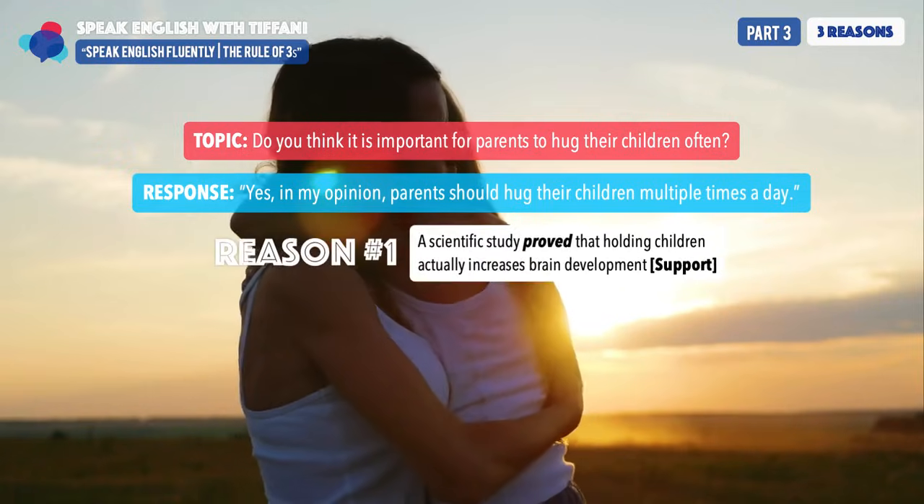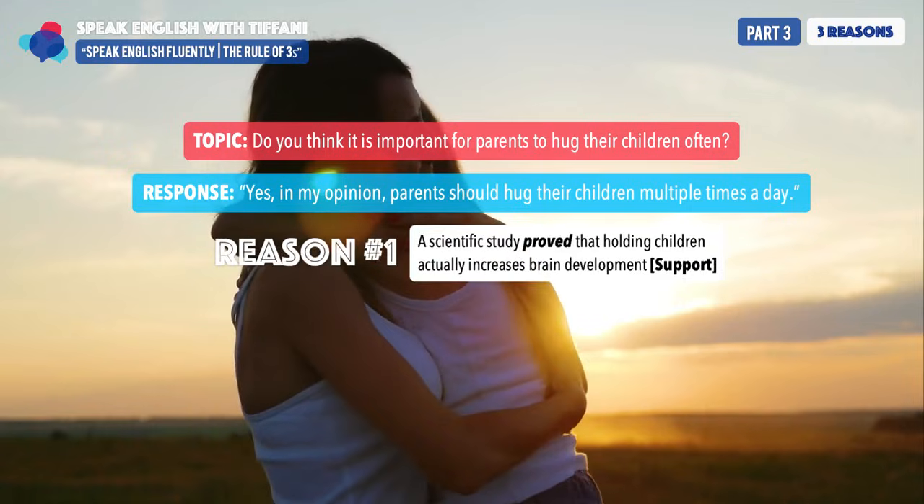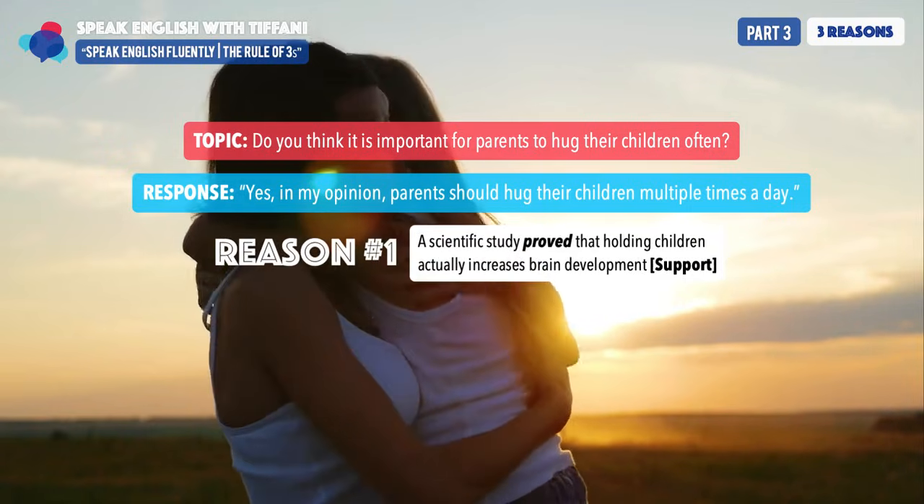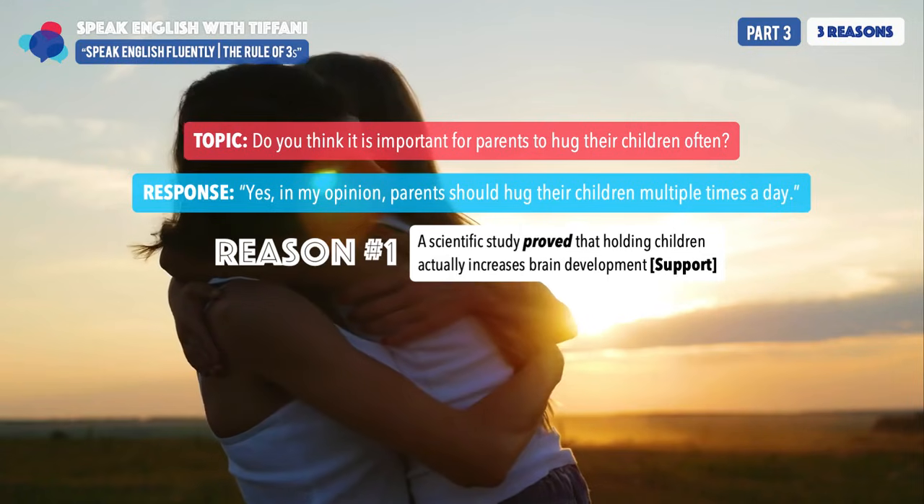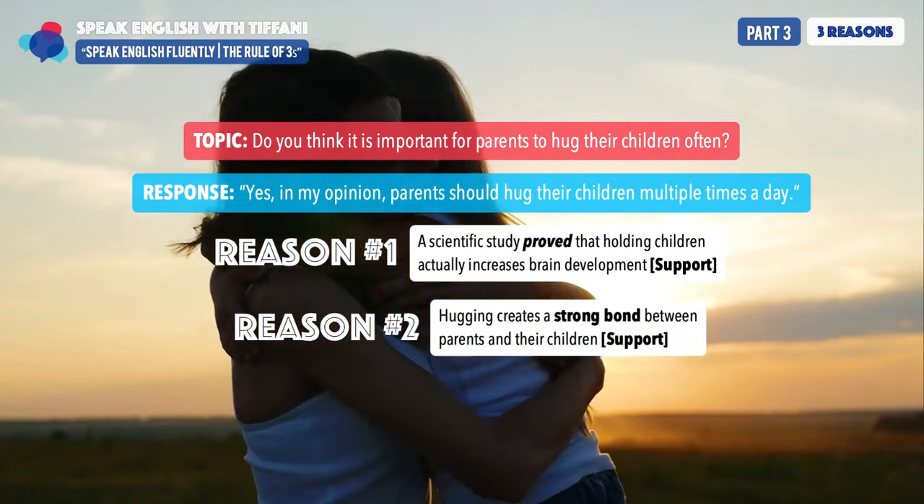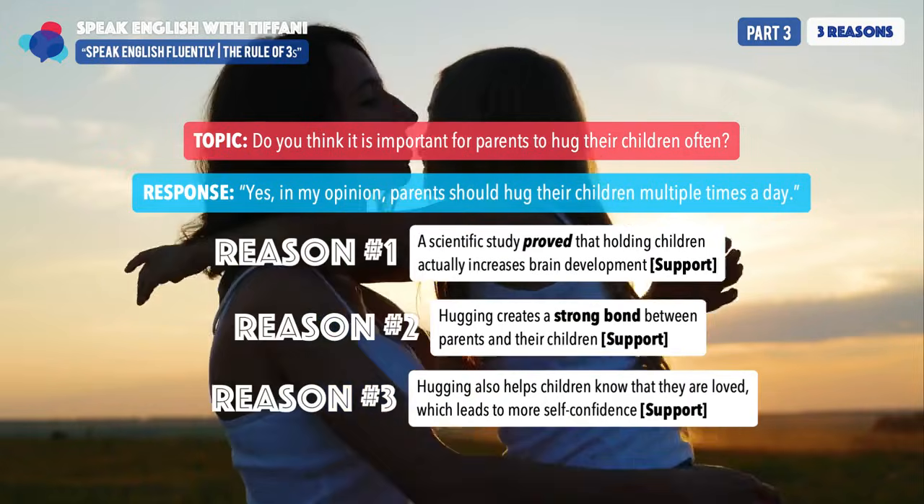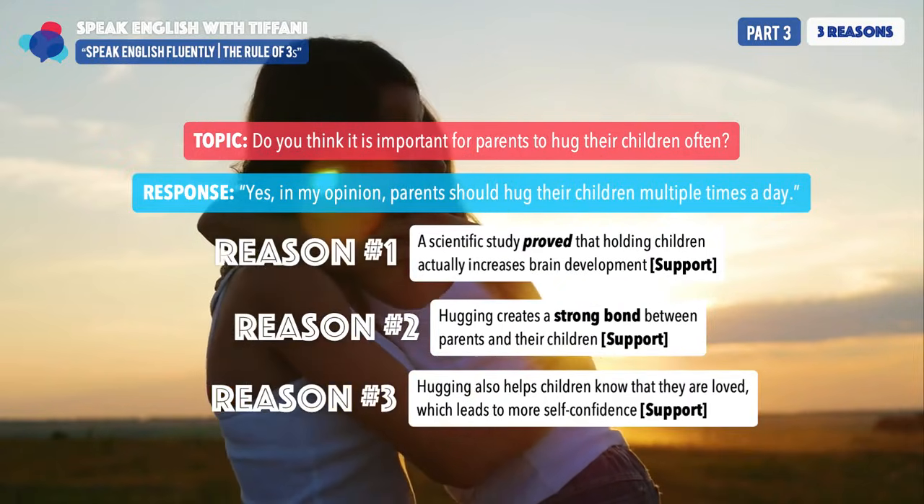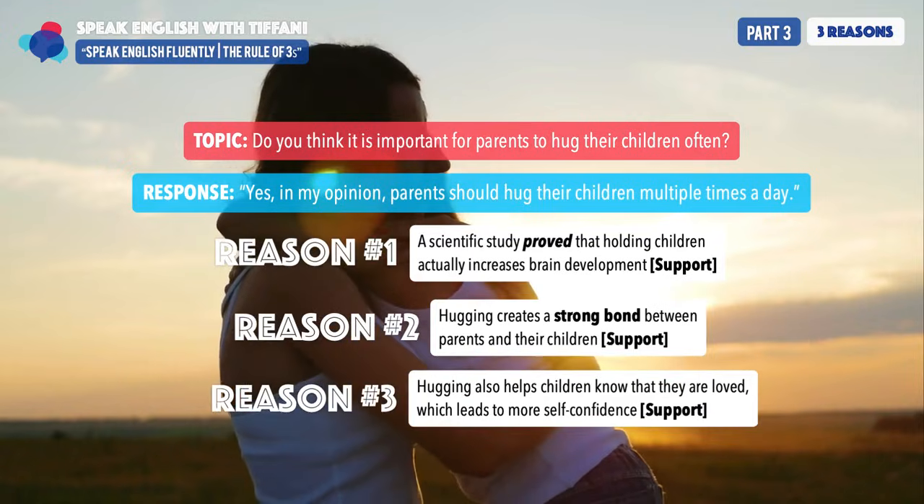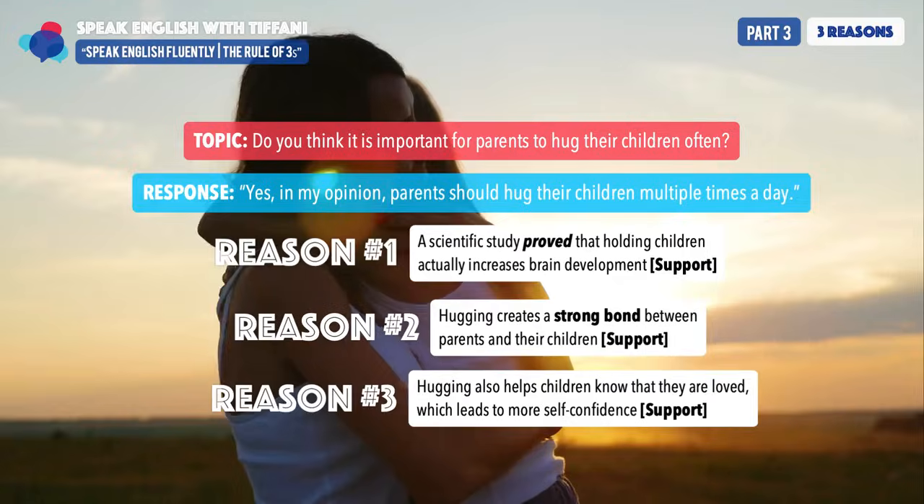So here we go. Reason number one. A scientific study proved that holding children actually increases brain development. Reason number two, hugging creates a strong bond between parents and their children. And finally, reason number three, hugging also helps children know that they are loved, which leads to more self-confidence. So, again, my opinion has not changed, but now I have given three reasons to support my opinion, to help you understand how I developed or came to my idea or opinion.